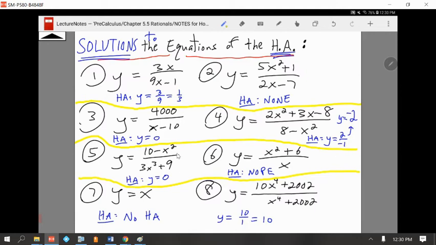What's the degree of 5? The degree on top is 2. The degree on the bottom is 3. So again, when the degree on top is less than the degree on the bottom, it's y equals 0. The horizontal asymptote is the x-axis.